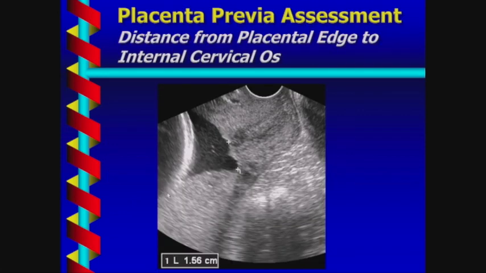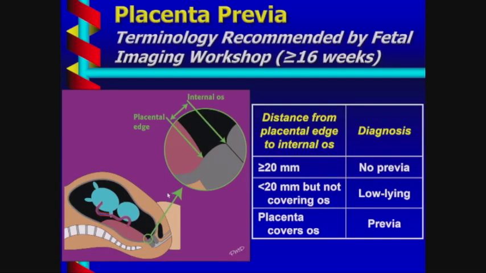Another measurement: distance from the placental edge to the internal cervical os in the assessment of placenta previa. Also from the fetal workshop that I talked about, the recommendation there was, and I think it's a good one, the key thing to look at if you blow up this area is the distance from the internal os to the placental edge. Simple recommendations: don't use terms like partial previas or marginal previas.